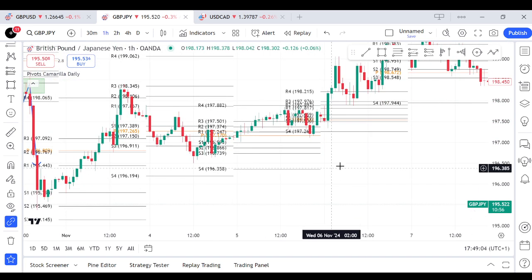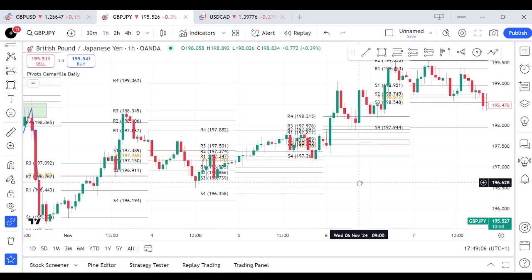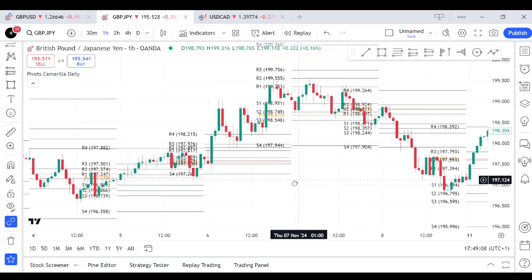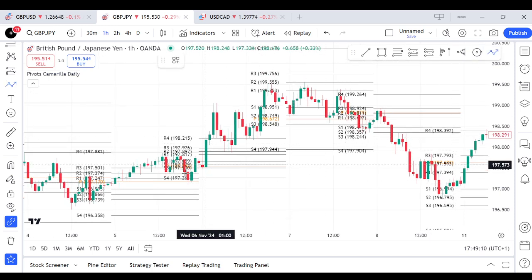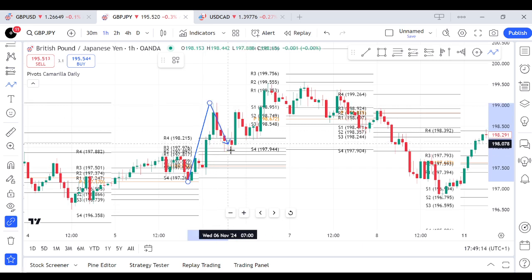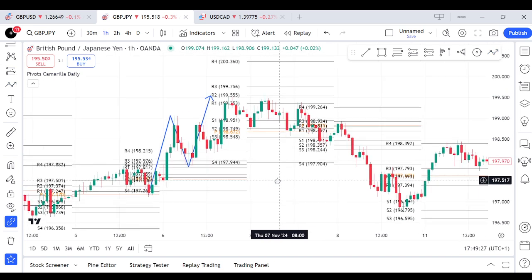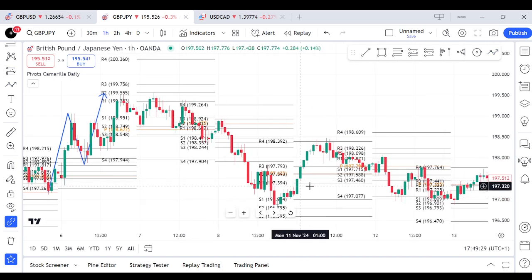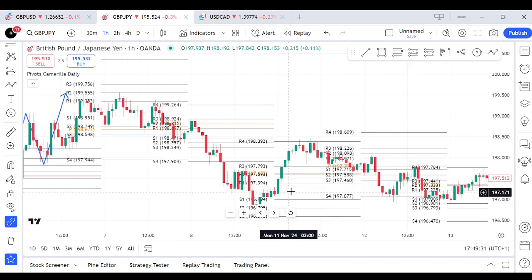And let me look for another one. Okay, this is another one right here. You can see price broke to the upside, had this retest at the R3 R2 level, which is now support, and it has a continuation to the upside. So that is how you can use the breakout trade strategy with the Camarilla Pivot Points.